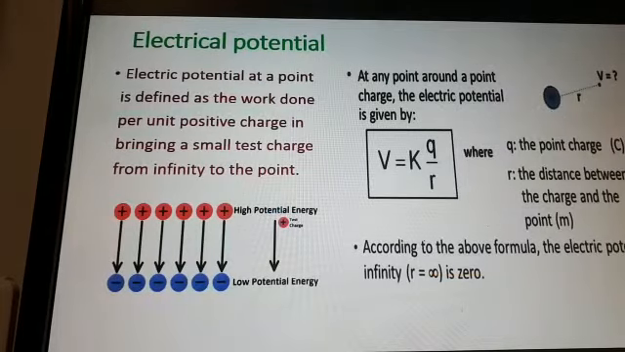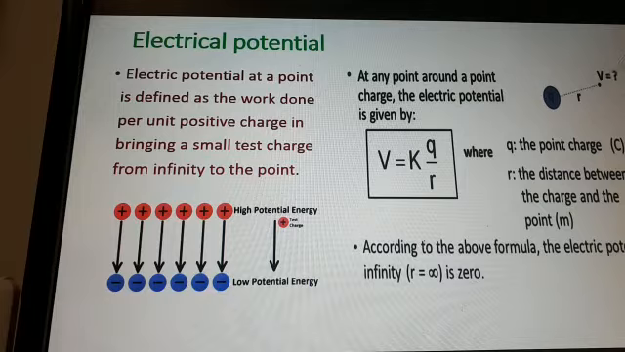Now what do you mean by electric potential? Electric potential is defined as the work done per unit positive charge in bringing a small test charge from infinity to that point. The picture showing this has Q, a point charge, and this is the point. Considering this point, we have to find the electric potential.